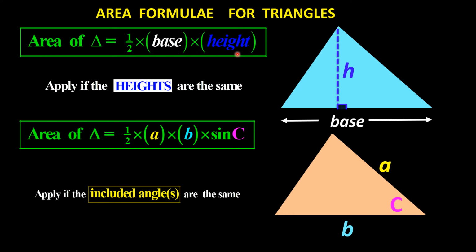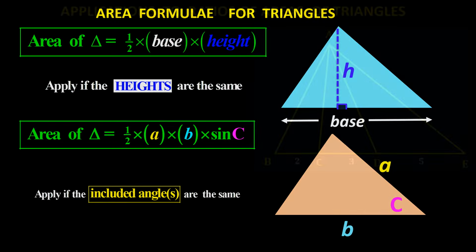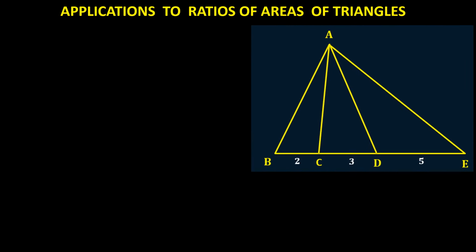Half base times height, or half the product of the two sides times the sine of the included angle. Now let's do some application to ratios of areas of triangles. There we have a triangle ABE, and we have C and D being points on BE, with BC 2 units, CD 3 units and DE 5 units. Let's compare the areas of three triangles there.